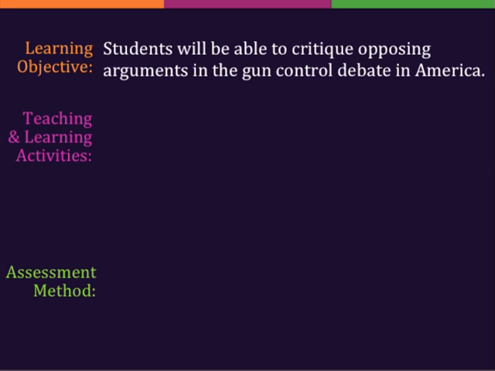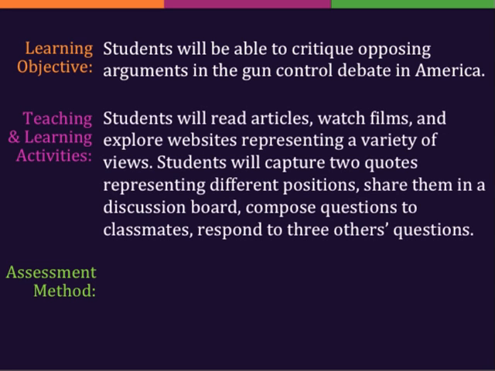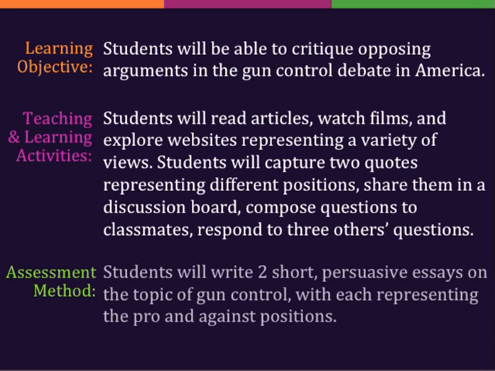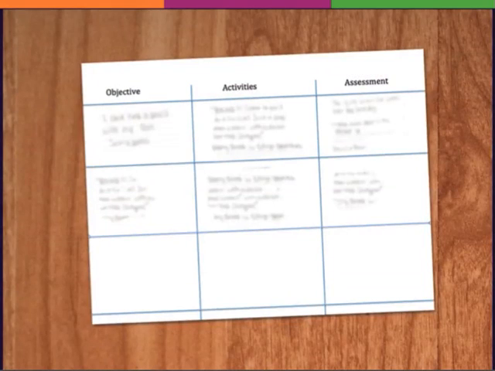We now have a clearly written objective. The next step is to plan instruction and assignments that align with it. And at the end of this assignment, how will the achievement be assessed? Two short, persuasive essays, one pro and one against. Some faculty find it helpful to use a tool, like this simple planner. Typing or penciling in your objectives and filling in the activities and assessments may help you in brainstorming your course.